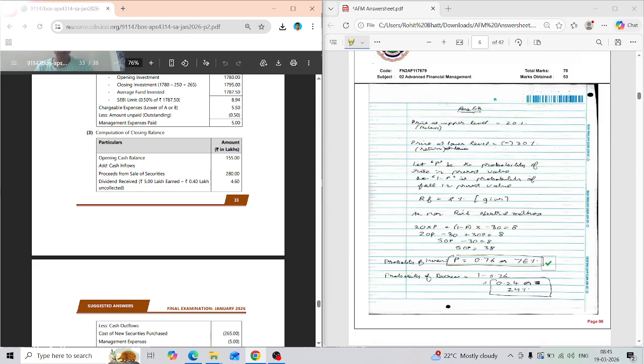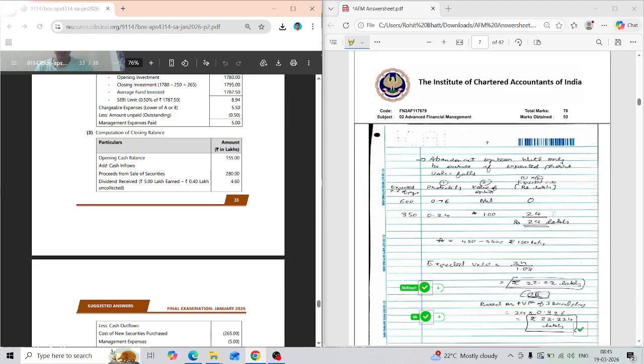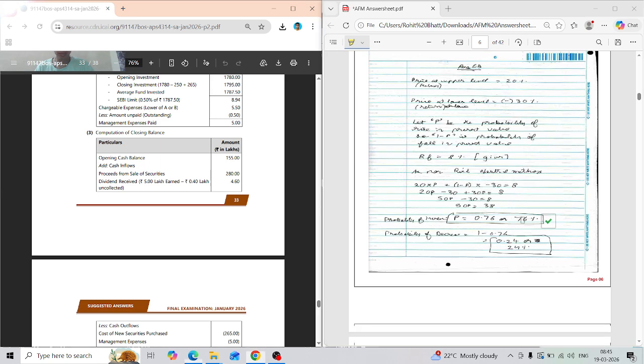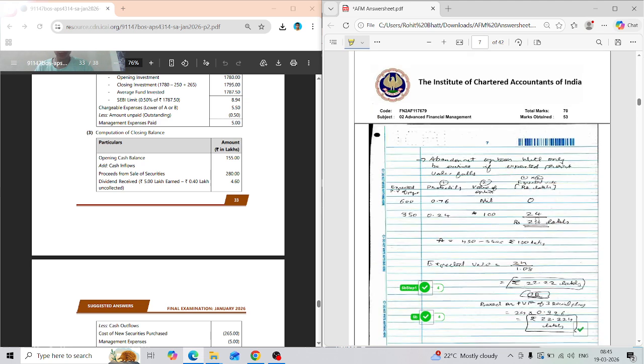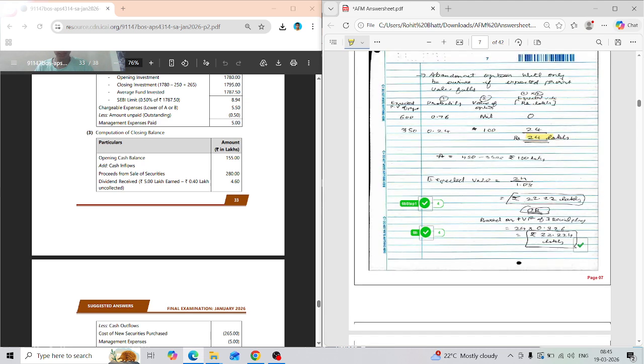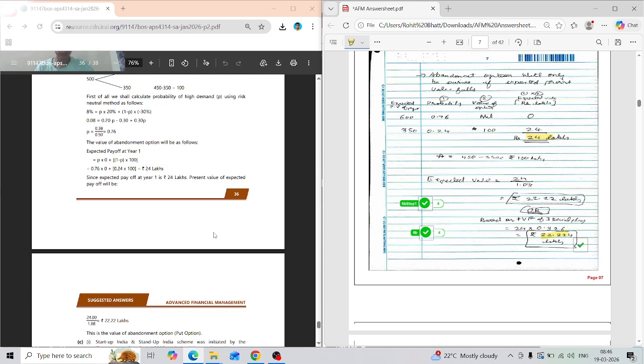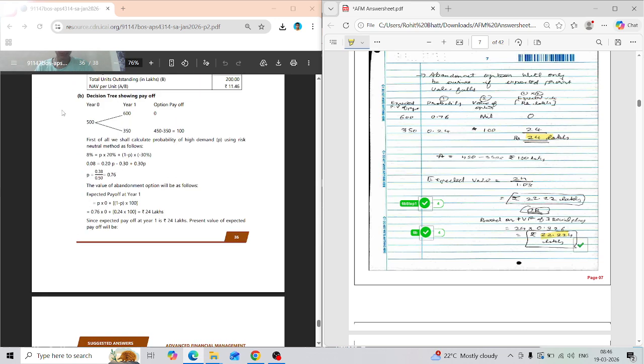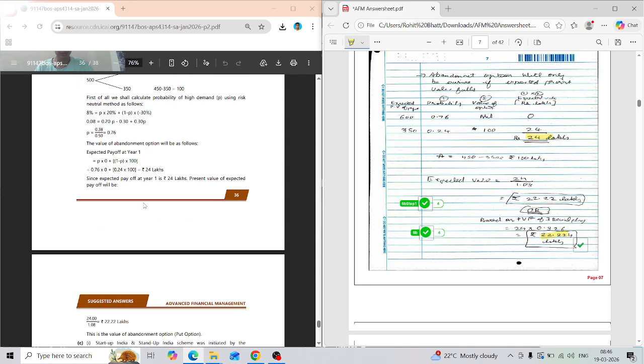So one mark, one mark, one. I'll just mark it. 1 mark for this step, 1 mark for this percentage, 1 mark for this expected value, and 1 mark for the final answer. So the examiner has also done the step marking here. You can compare it with the suggested answer, it will match.